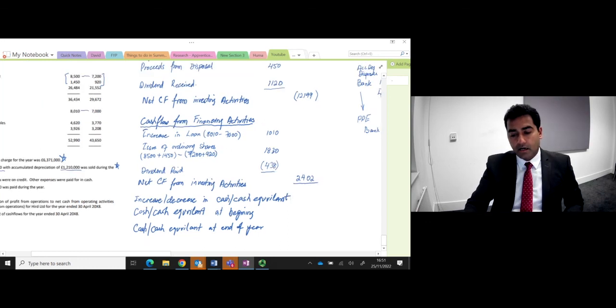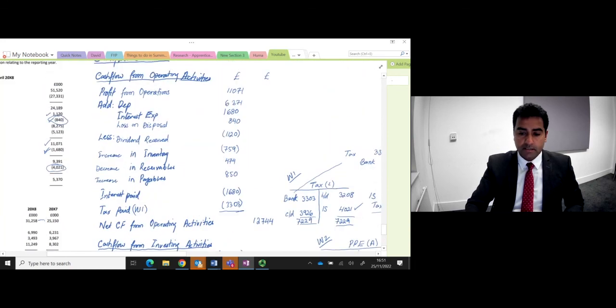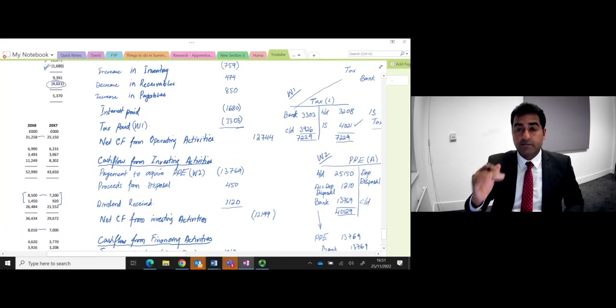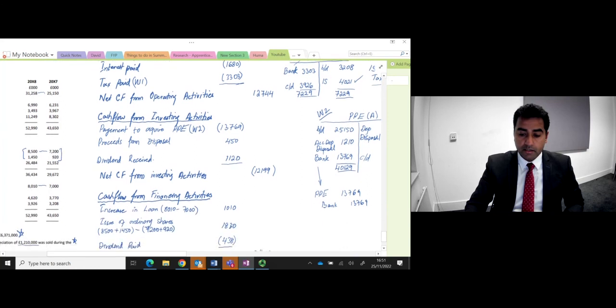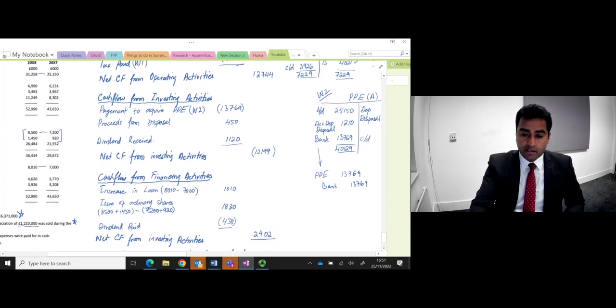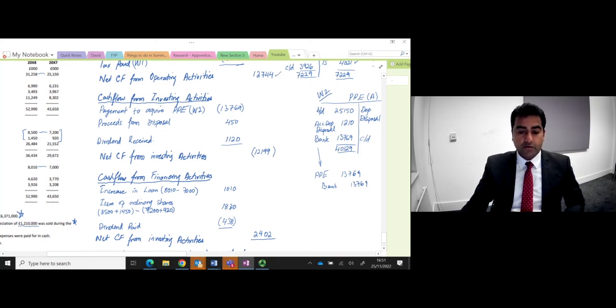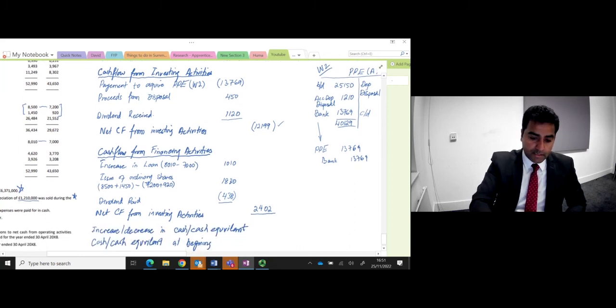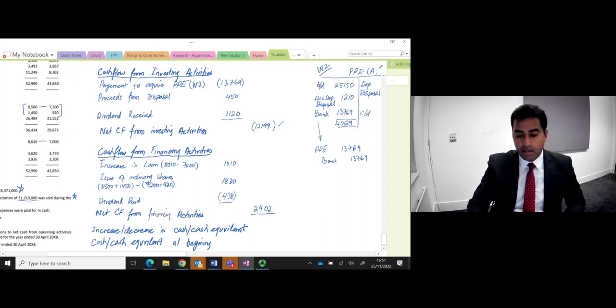Now this is the reason I had two columns. So now I can see that the second column has got just the final figures, the net cash flows. So the net cash flow from operating activity is 12,744. The net cash flow from investing activity is 12,199 negative, and the net cash flow from financing activity is 2402 positive.